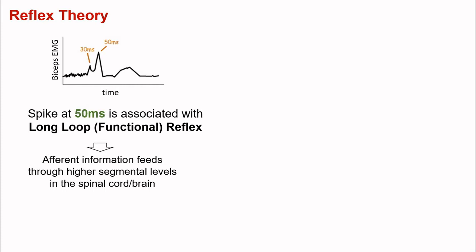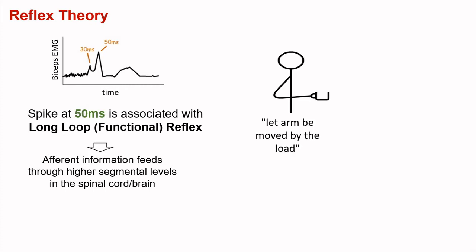Loops like this one appear to add flexibility to the human stretch reflex, allowing it to adapt across a range of functional tasks. Let's look at an example of this in action. Here we see the same setup as before. A person is holding a cup out in front of them. This time, though, we're going to change the task.